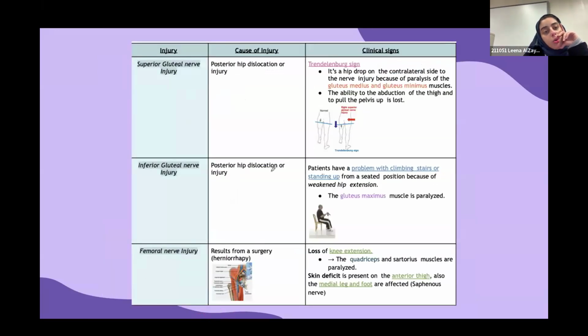And then now the lower limb, you have superior gluteal. We said the Trendelenburg sign. Inferior gluteal, we would have a problem with climbing stairs or standing up due to gluteus maximus paralysis. Then you have femoral nerve injury that would cause loss of knee extension. And you would have loss of sensation of the anterior thigh and medial leg and foot.